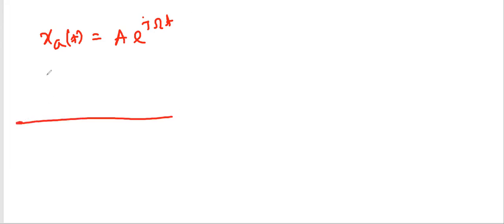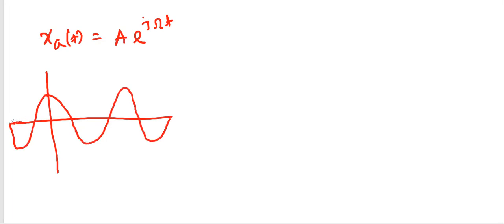Let me think of this as our x(t), the analog signal, equals A e to the power j omega t for simplicity. Forget about the phase. First of all, this one. How should it look? Since there is no phase difference, it should be a cosine signal. During this lecture, if you find anything difficult, just raise your hand. So this is nothing but a cosine signal. Now what we can do, this is in a Cartesian plane.